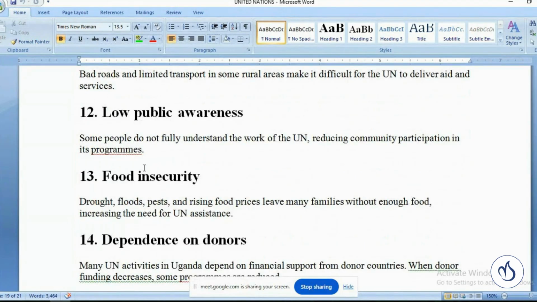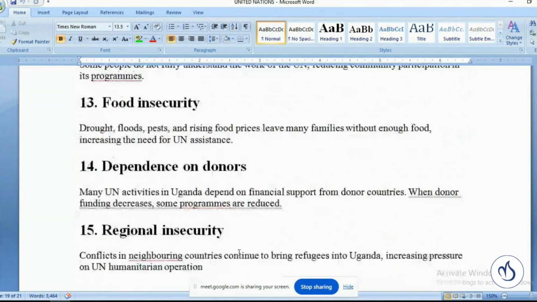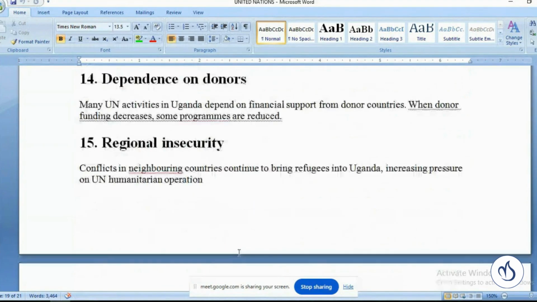We also have the problem of food insecurity, low public awareness, and dependence on donors. Point number 14, dependence on donors. Many UN activities in Uganda depend on financial support from donor countries. For example, the US. We find that the US has to first help the UN and help us. So it also faces the problem of over-depending on these donors.